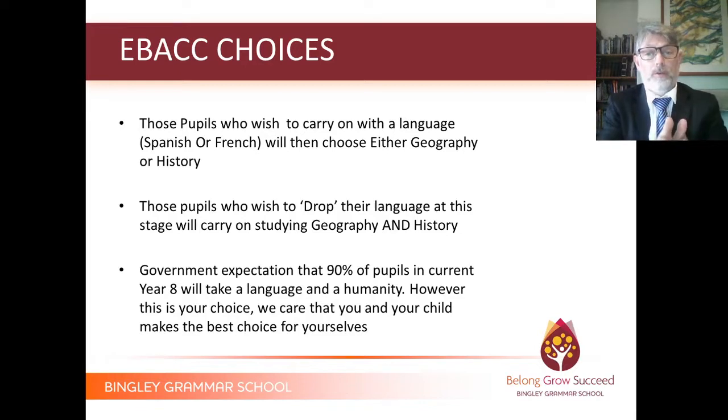Okay, so it's really quite a simple choice. You carry on with your language and choose geography or history, or you drop your language and then you carry on studying geography and history. Everything else, your maths, your English, your science, all those sorts of things, you're just going to be carrying on as normal, and in fact all your other subjects like art and drama and so on will be carrying on as normal, and you'll make the final choices at the end of year 9 going into year 10.